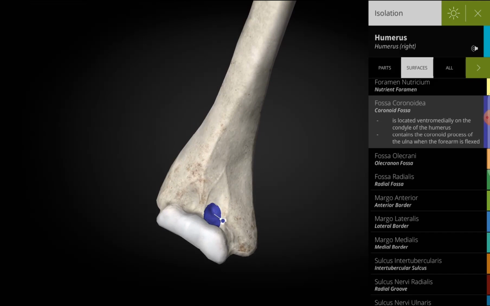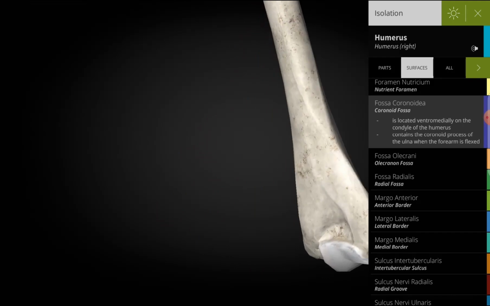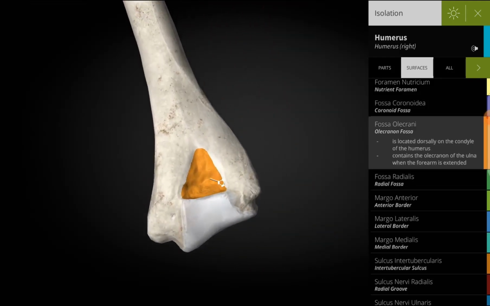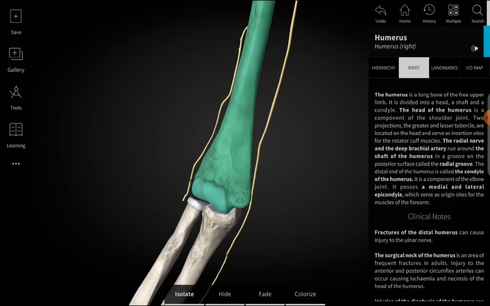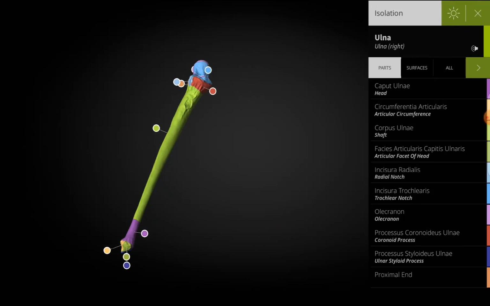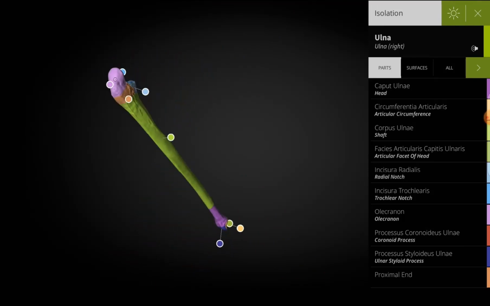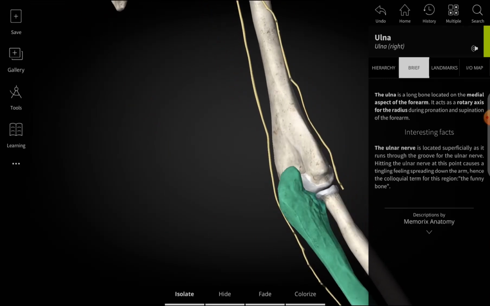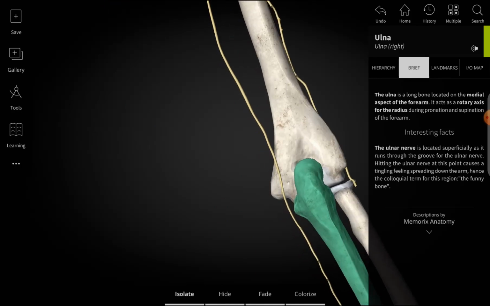There is another fossa as well, but that is located on the posterior surface of the distal epiphysis, and this is called the fossa olecrani. This structure is called the fossa olecrani because it accommodates a structure found on another bone, the ulna. As we will see, the ulna has a feature called the olecranon, and the olecranon of the ulna fits into the fossa olecrani located on the posterior surface of the distal epiphysis of the humerus.